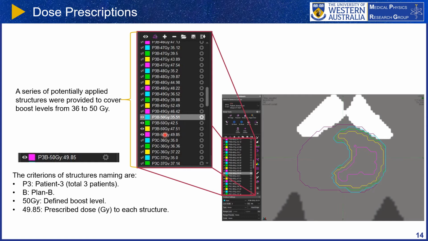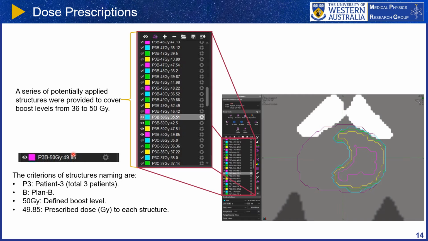Therefore, we're going to select four contours for structures named with P3B 50 gray. The P3 means it's patient 3. There are totally 3 patients, patient 1, 2, and 3. The B means it's plan B, and 50 gray means it's the defined boost level. And the name here means the prescribed dose level to each of those structures.